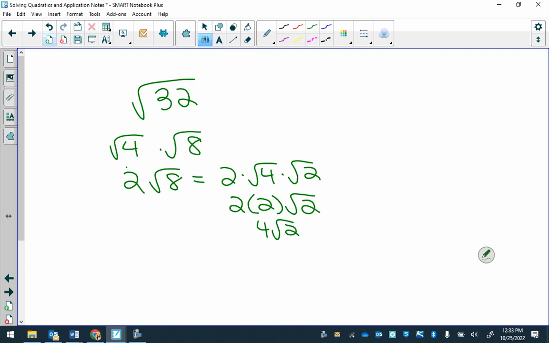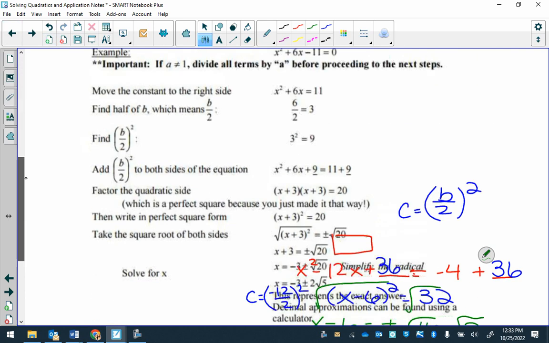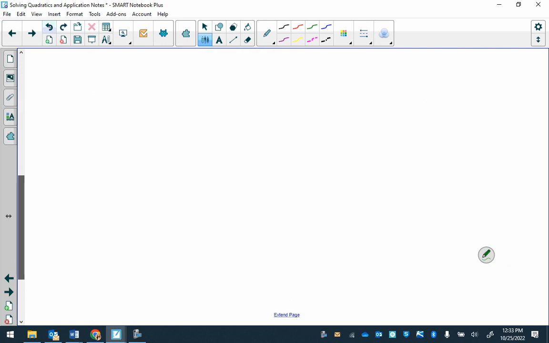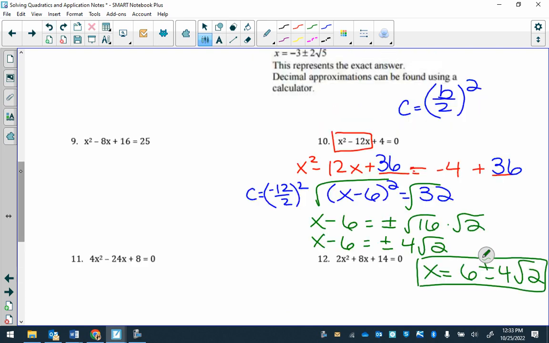Okay? Any questions? I want you guys to try one. Will it always be like x minus 6 squared? It will either be x minus some number squared or x plus some number squared, once you complete the square. Okay?